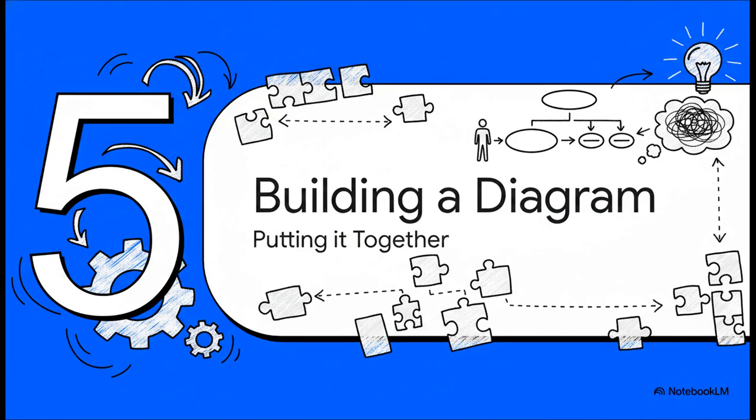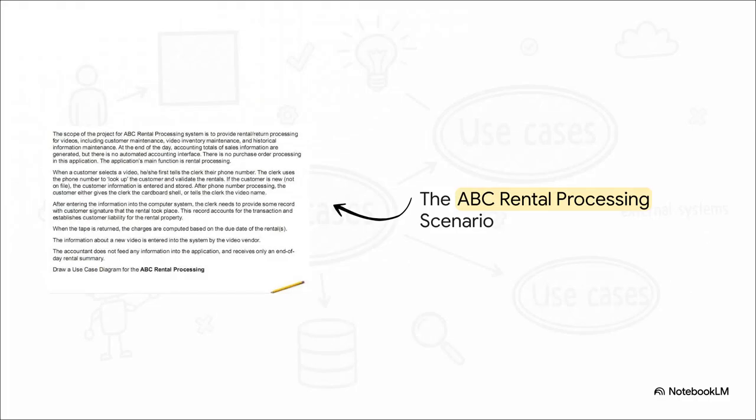Section 5. Building a practical diagram. Putting it all together. Let's shift gears from theory to practice and map out a real-world scenario from scratch, just to see how an analyst handles a messy, real-world prompt. So, imagine our raw material is the ABC rental processing system for a video store. If you were to read through the prompt for this, you'd see a flood of details. Customers selecting videos, handing over phone numbers to a clerk, the clerk looking up the customer, entering new info, logging transactions, computing returns, a vendor entering new video info, an accountant getting an end-of-day summary. Honestly, it's a massive wall of dense, overwhelming information.